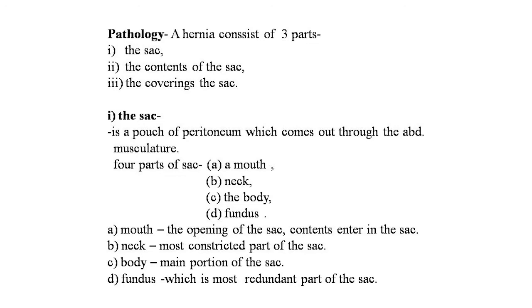Mouth: the opening of the sac, where contents enter the sac. Neck: the most constricted part of the sac. Here there may be the possibility of a fibrous band. Body: the main portion of the sac. And the fundus, which is the most redundant part of the sac.